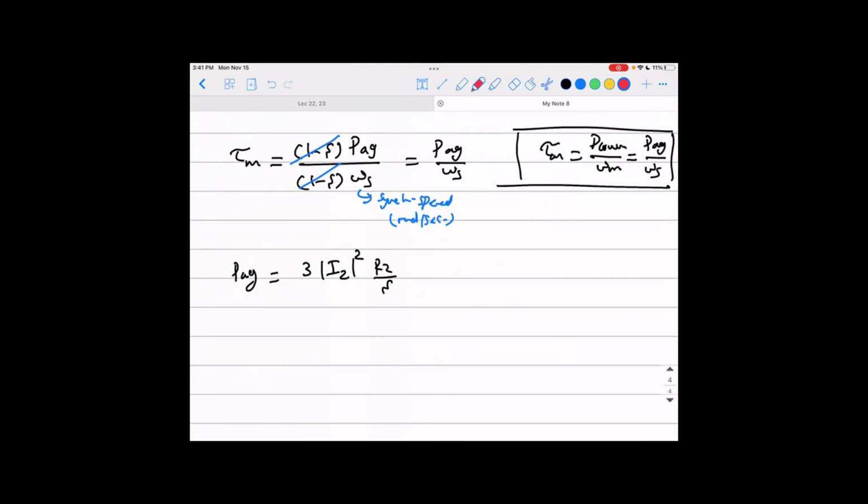Okay, and that means if we just remember that the torque equals P air gap over omega s, the torque of the machine can be represented as 3 I2 magnitude squared R2 over s omega s. Okay, because we just divide this power by omega s to find the torque. Okay, guys?